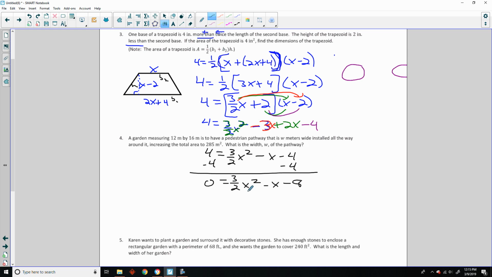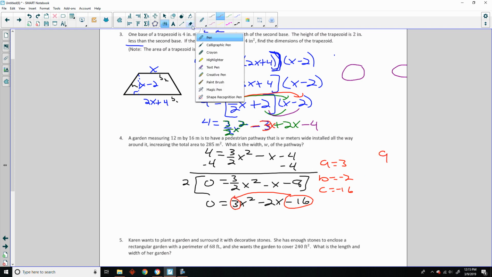I don't like fractions, so I'm going to multiply everything by 2. 2 times 0 is 0. 2 times 3 halves is 3. 2 times a negative x is negative 2x, and 2 times a negative 8 is negative 16. Now I'm going to use my beats method to do a equals 3, b equals negative 2, c equals negative 16, factors of a times c, which is 9. No, it's not.